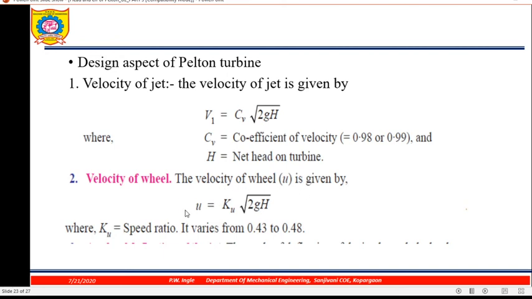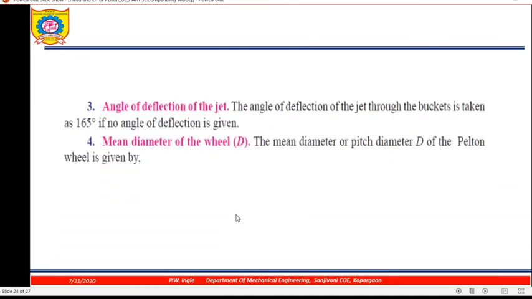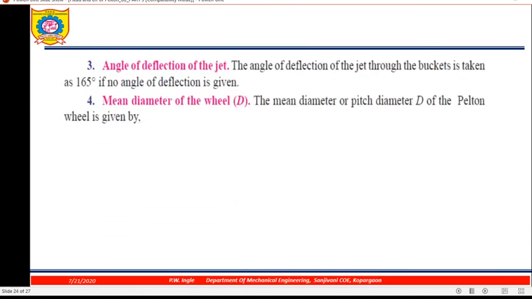Now velocity of wheel. The velocity of wheel is given by U equal to Ku under root 2gH. Okay. Then angle of deflection of jet. Angle of deflection of jet through the bucket is taken as 165 degree if no angle is given. So phi angle will be how much? 180 minus 165.